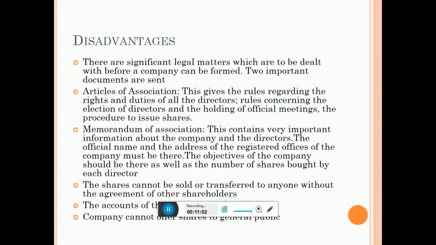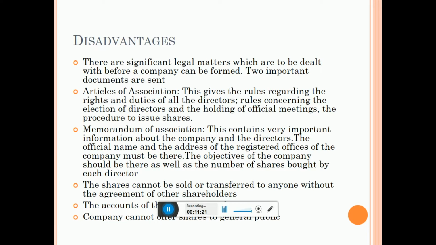Then disadvantages. There are significant legal matters which are to be dealt with before a company can be formed. Obviously, a company is a big thing in the eyes of law. So there are certain rules and regulations. The two important documents which are to be sent are the Articles of Association and the Memorandum of Association, AOA and MOA.